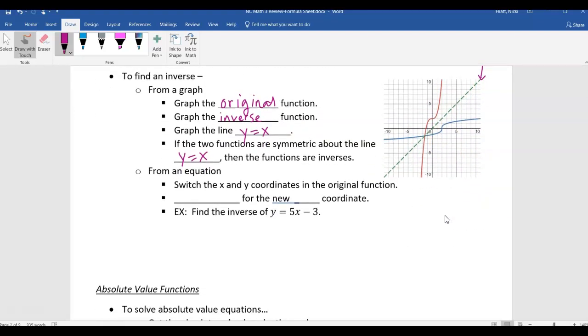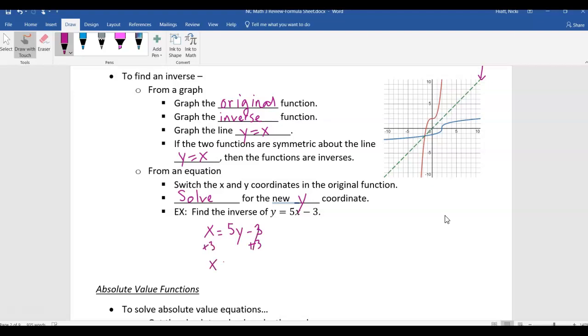Sometimes we might need to find an inverse from the equation. So you can do this by hand, or you can check your work using Desmos. So from an equation, the first thing you're going to do is switch your x and y coordinates in the original function, and then you're going to solve for the new y coordinate. So let's do that with a simple example right here. I've got y equals 5x minus 3. So I would say x equals 5y minus 3. And so I would need to add 3 to both sides.